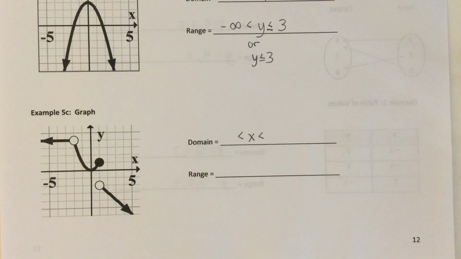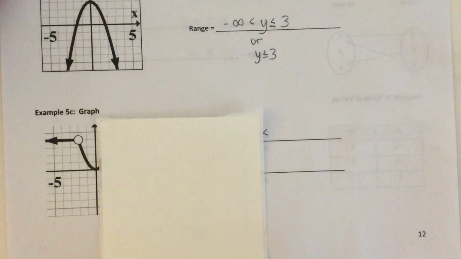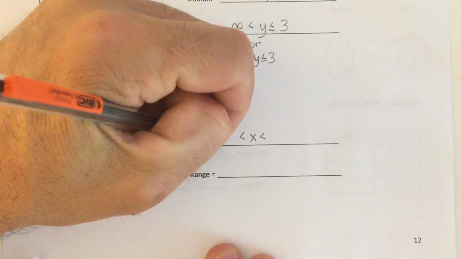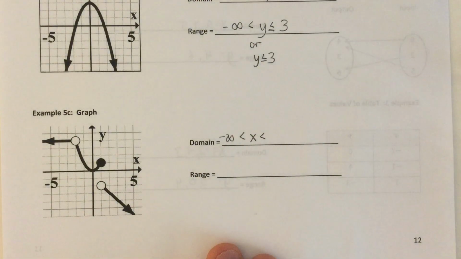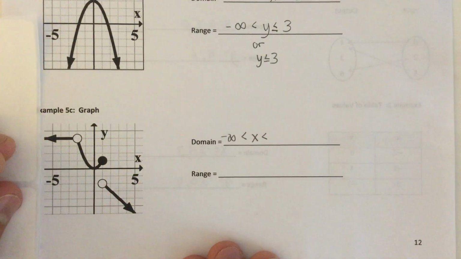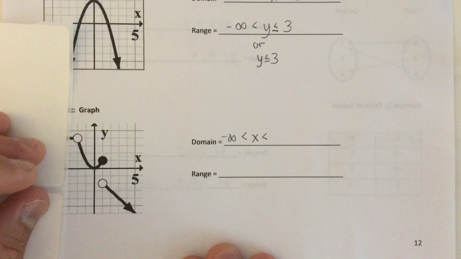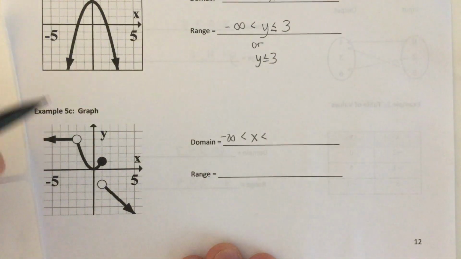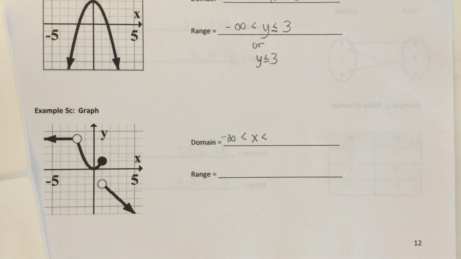So the first thing I want to look at is how far to the left my graph goes. And my graph goes left forever. So I would say negative infinity here. And now as I see how far to the right I end up going, I see a little problem here because I see that hole, that open dot, which again means it's not equal to. So I've got to keep that in mind.